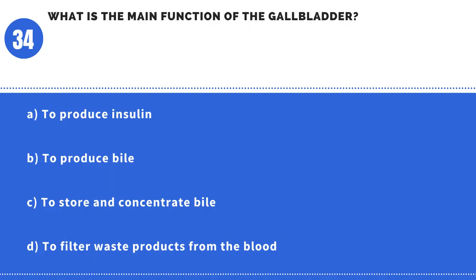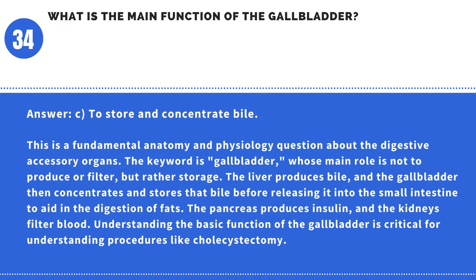Question 34. What is the main function of the gallbladder? A. To produce insulin. B. To produce bile. C. To store and concentrate bile. D. To filter waste products from the blood. Answer C. To store and concentrate bile.